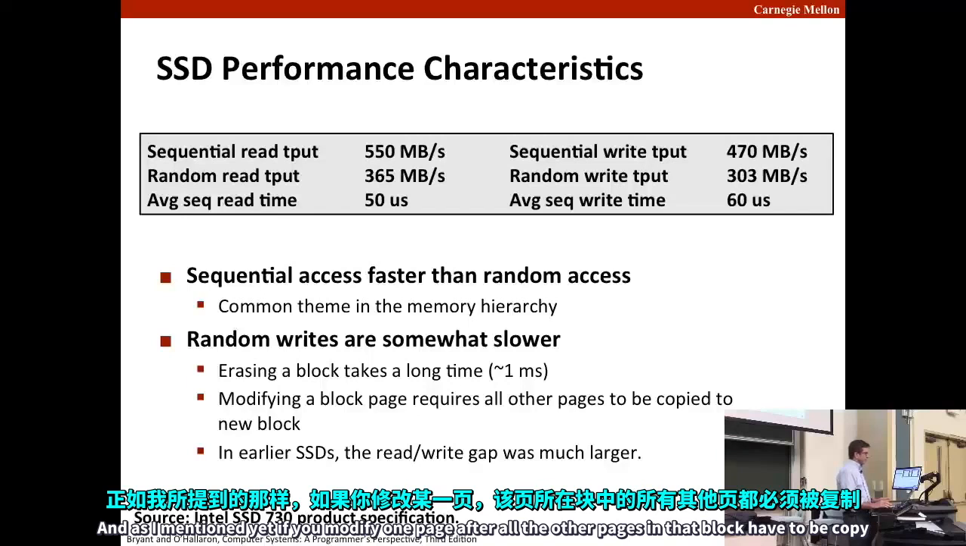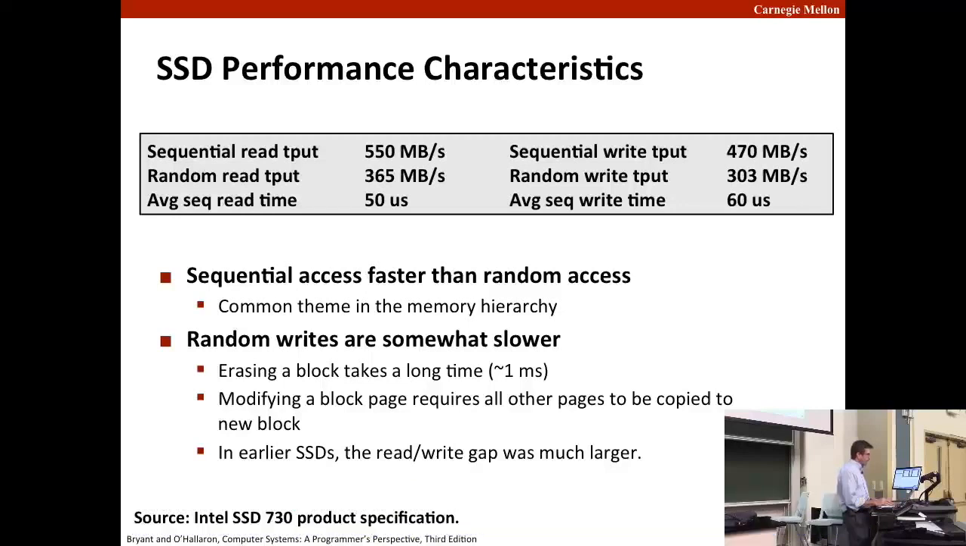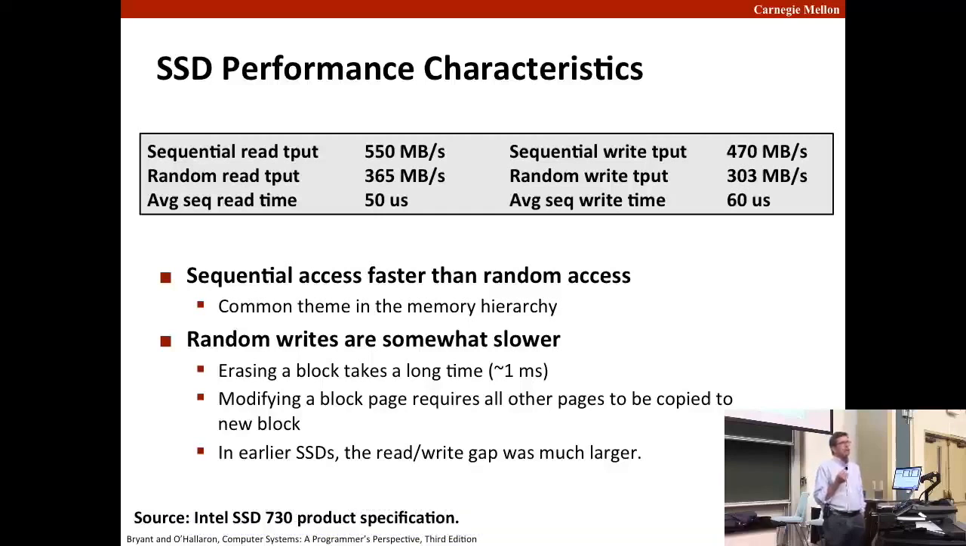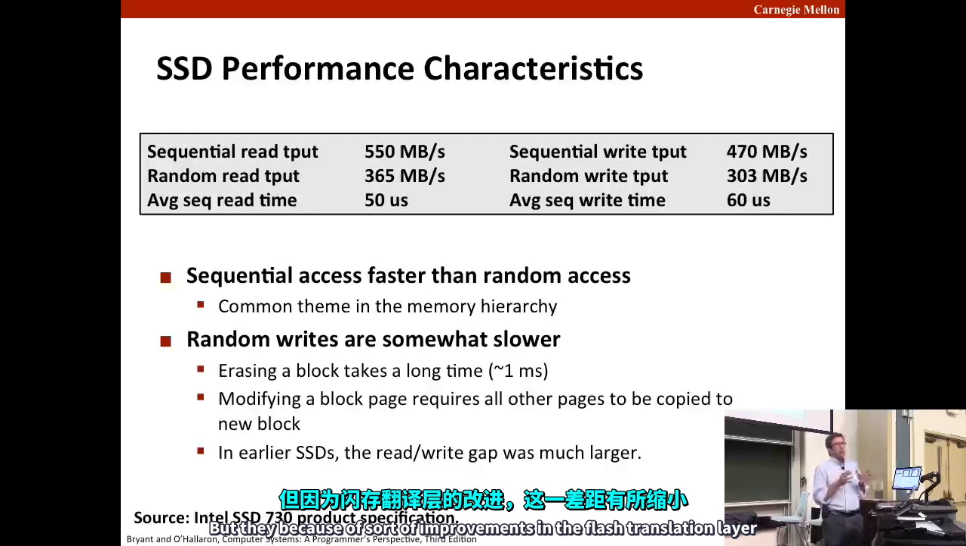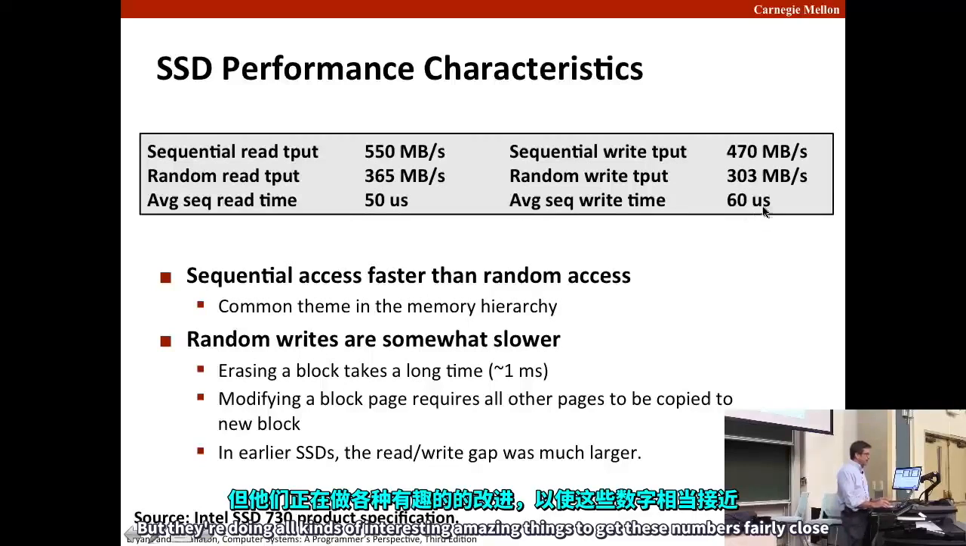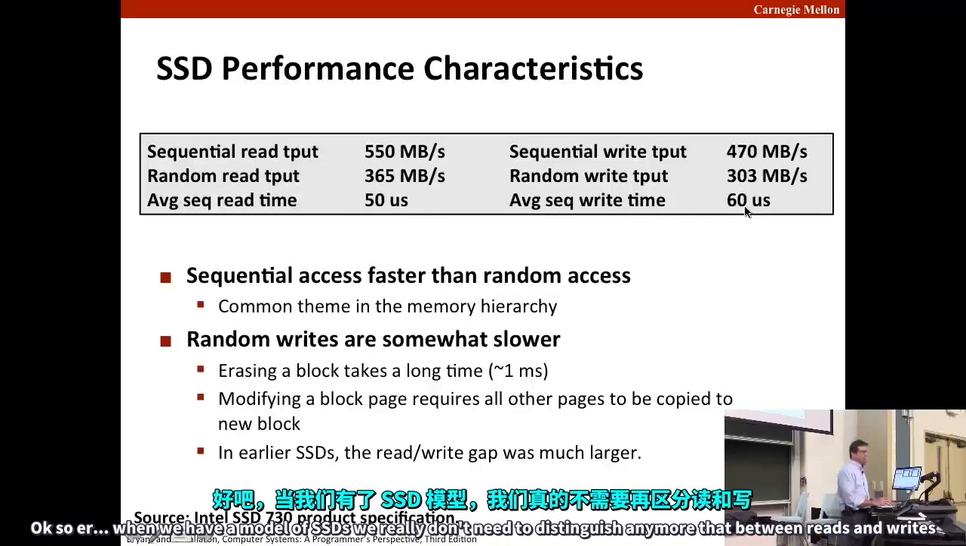And as I mentioned, if you modify one page, all the other pages in that block have to be copied. Now, earlier SSDs had a huge gap between random writes and sequential reads. But because of improvements in the flash translation layer, these aren't really that different, right? Writing is slower, but they're doing all kinds of interesting, amazing things to get these numbers fairly close. Okay, so when we model SSDs, we really don't need to distinguish anymore between reads and writes.